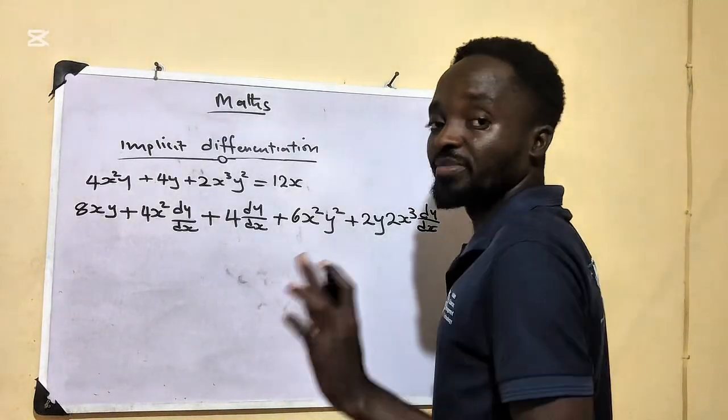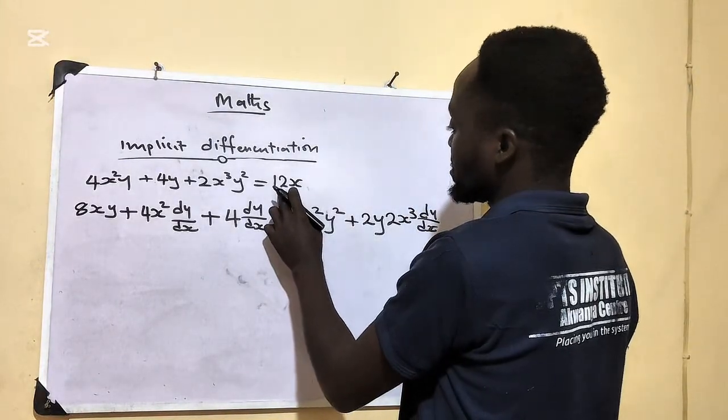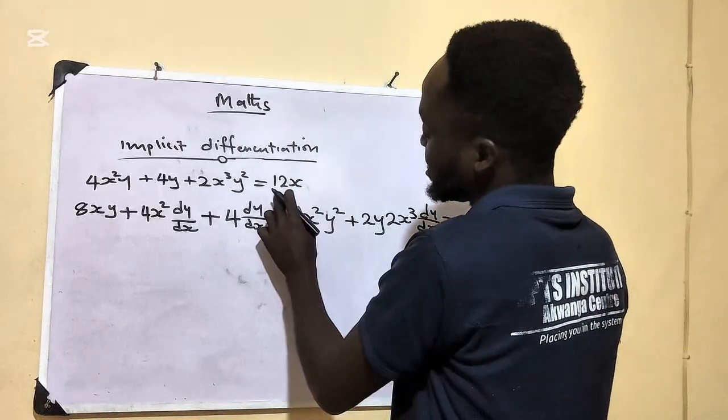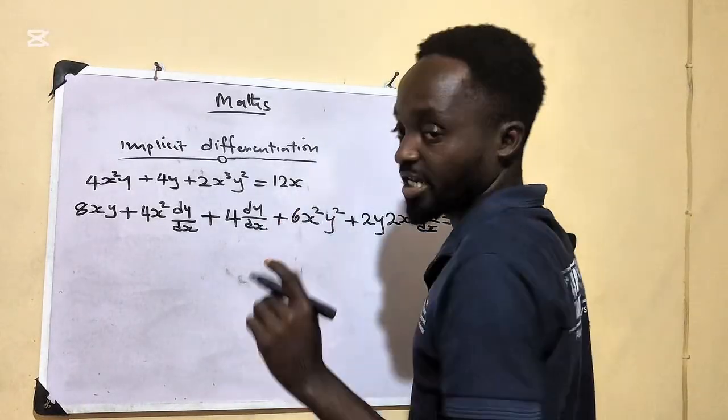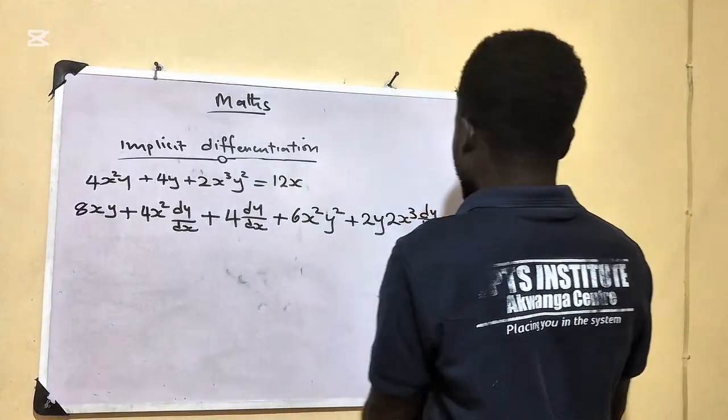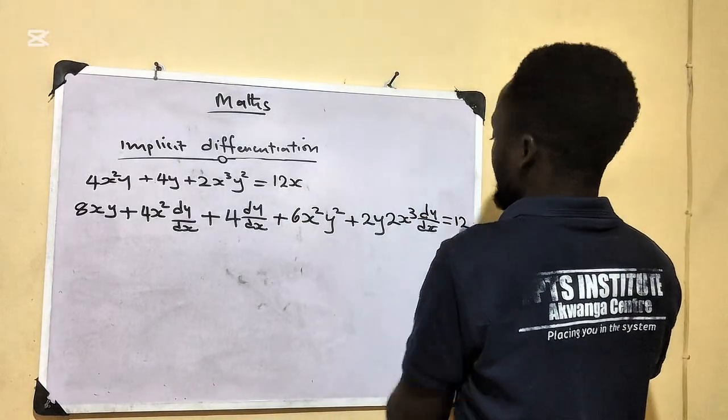So from here, the next thing I'm going to do is to differentiate this one now. So we'll say equals to, now we are going to differentiate 12x. If we differentiate 12x, you know if we differentiate x, the answer is going to be 1. So what we've left here is just going to be 12. So we'll have 12 here.